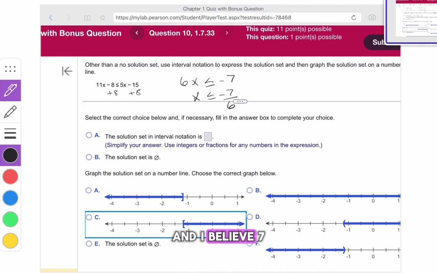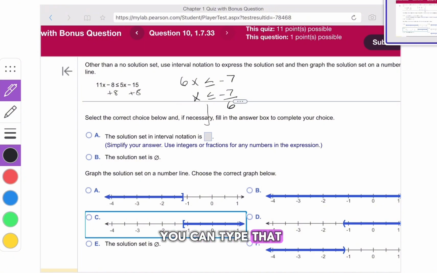And I believe 7 over 6 is 1 point something decimal. I think it's 1.33, but I just need to make sure. So negative 7 divided by 6 is negative 1.16. So because it's less than or equal to, we are going to definitely go to the left. And because of the equal, it's going to be a bracket.